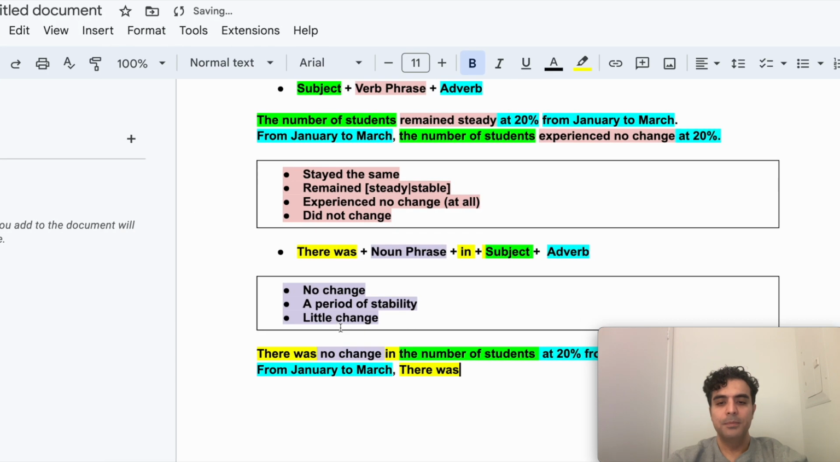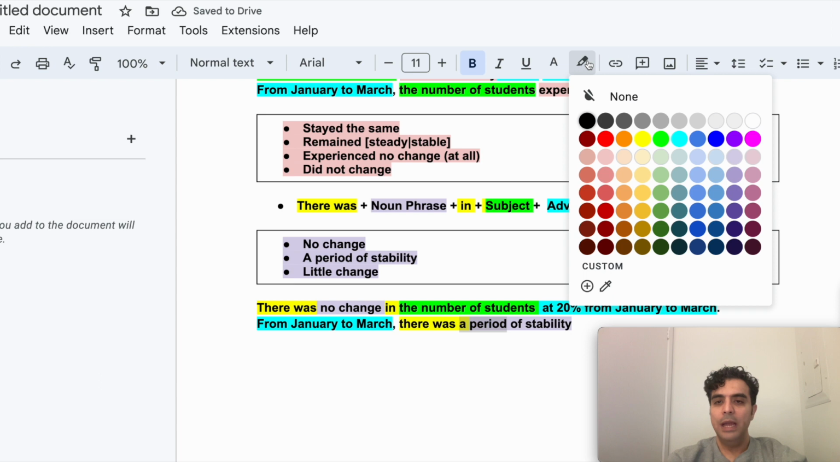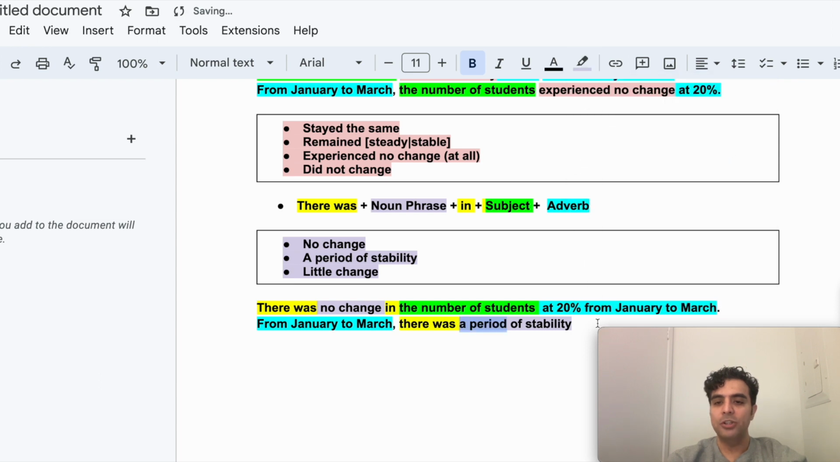this one goes here. No need for the T to be capital. It's in the middle of my sentence. So there was what? It says experience no change. So here I'm going to say a period of stability between or from January to March. There was a period of stability. Okay, remember this is one of the noun phrase structures that I listed here, a period of stability. And then what am I going to add?